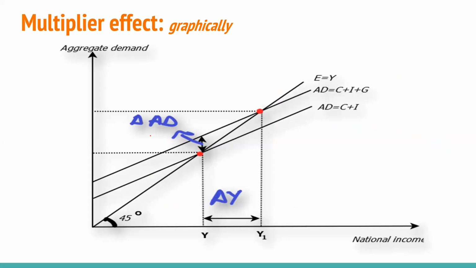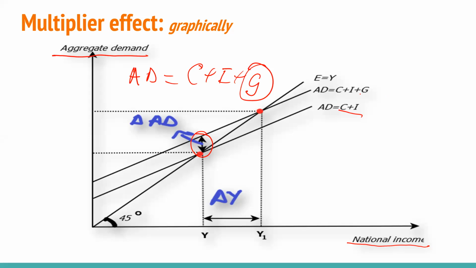Graphically, it can be shown in this way. The key point here is that we track aggregate demand on the y-axis and the national income, or the national output, but let's use the national income, on the x-axis. This is basically what we mean when we talk about aggregate demand, taking in the international sector: C plus I plus G, the effect of government investment.